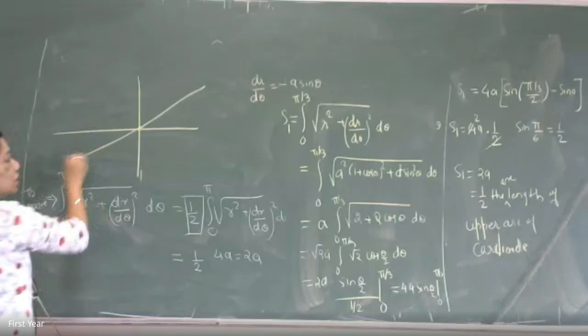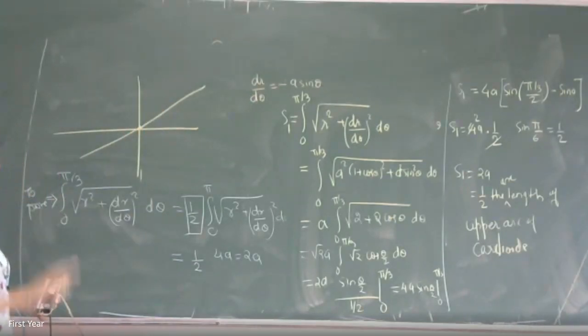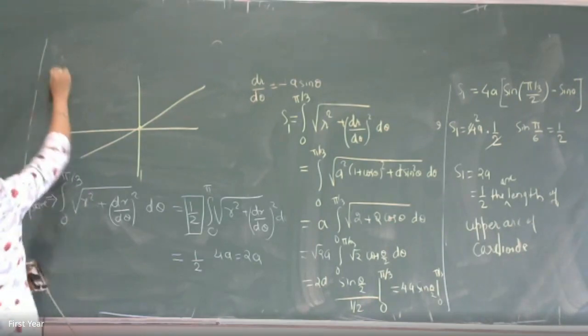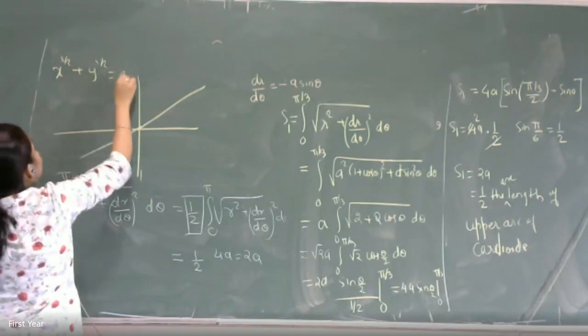This is your curve, this is your line. तो यहाँ पे जो हो रहा है वो यहाँ पे होना चाहिए. That is what should happen. When I replace x by y and y by x, your equation should remain same. So x raised to half plus y raised to half is equal to a raised to half.